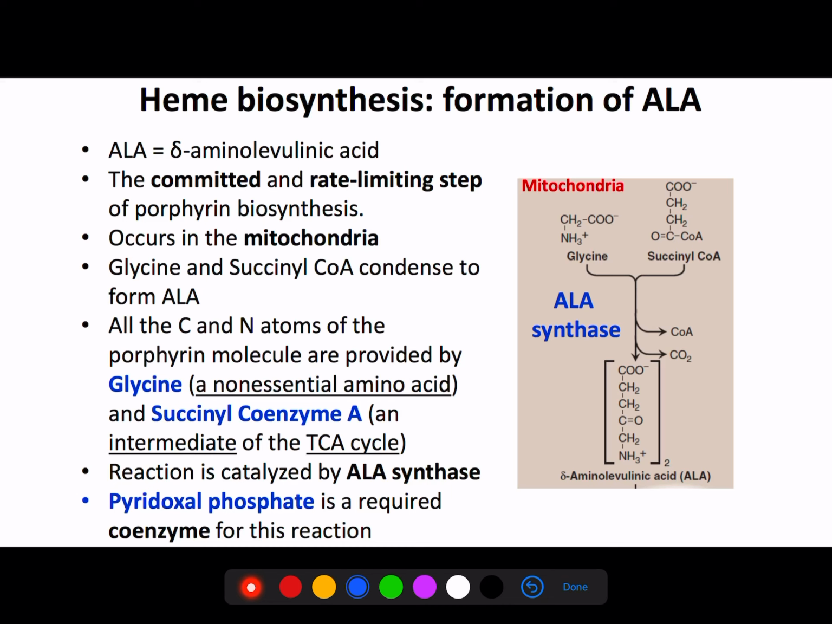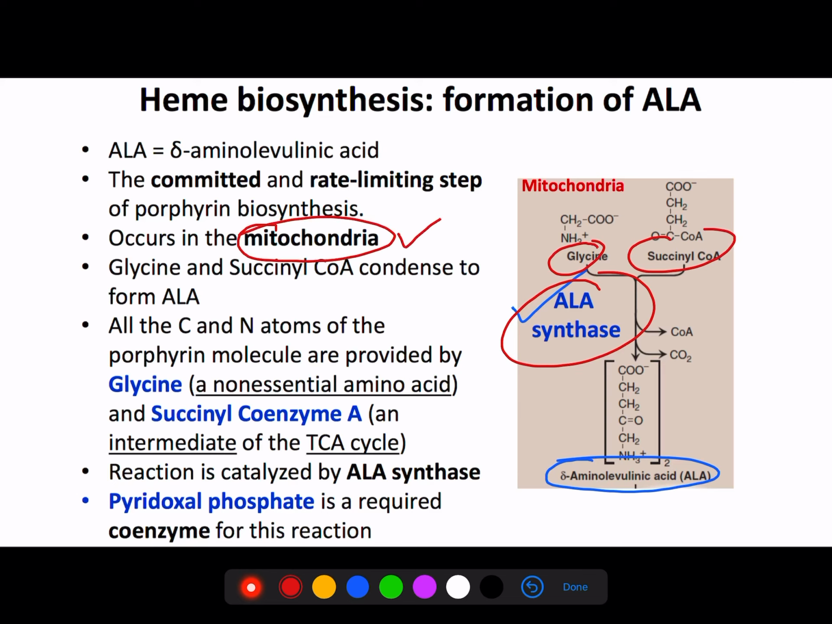The next is the biosynthesis of heme. For the basic biosynthesis of heme, leading to the formation of ALA, the primary enzyme required is ALA synthetase. This is just a combination of glycine plus succinyl CoA in the presence of ALA synthetase, leading to the formation of ALA, which occurs in the mitochondria.